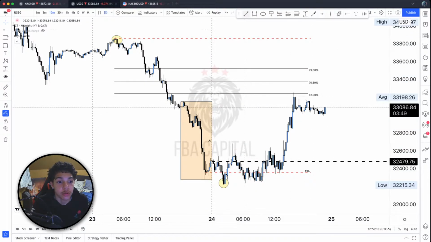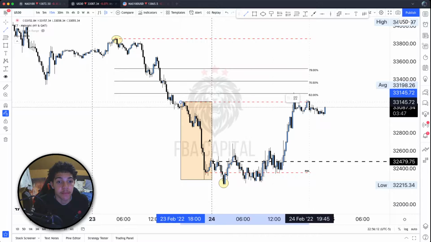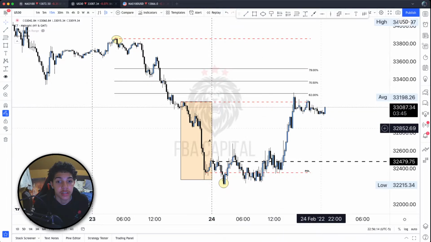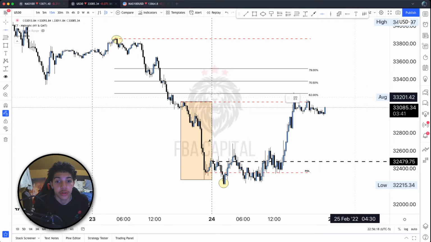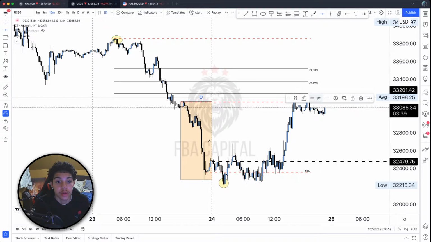And then what did that do? Cleared the Asian session high, had a false break of it, tapped into it. And if you pay attention to what number that is, this is at 33,200 big figure level. So there's a lot of reason why price was likely to have this reaction here.